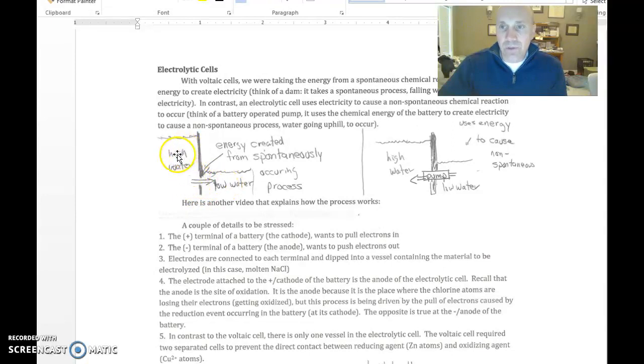One thing we know happens is high water naturally wants to flow downhill. There's a type of energy involved in that: gravitational potential energy. We can use that natural tendency of water to flow downhill to drive a generator, which would then create electricity. So you're taking a naturally occurring process and using it to create electricity.